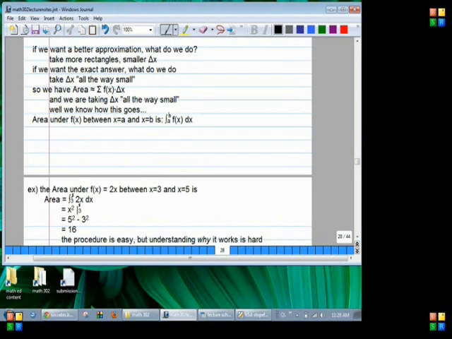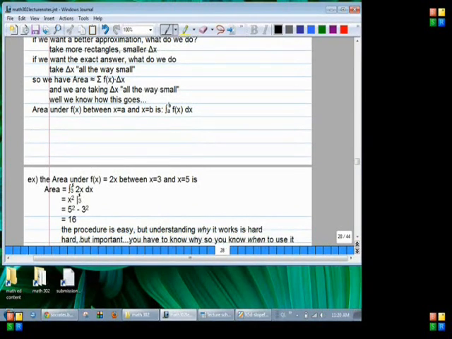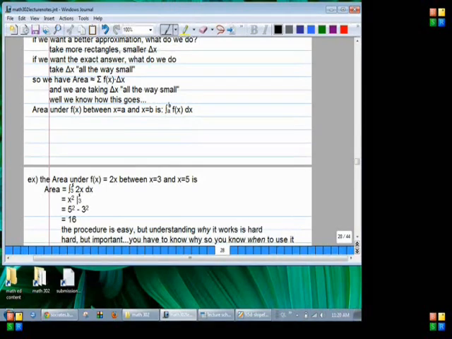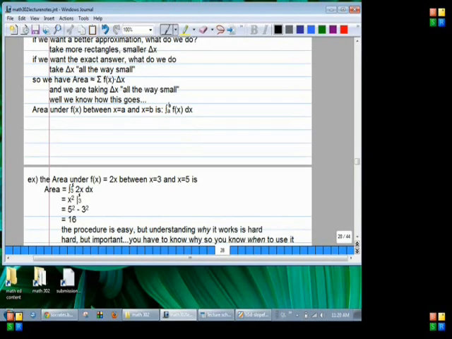Okay. So the procedure is easy, but understanding why it works can be hard, and it's important to understand why it works so we can use it properly. As I said before, on one hand, this is a different way to understand what an integral is. And on the other hand, this is a very simple application of integrals. Later on, we're going to do much more complicated applications of integrals.